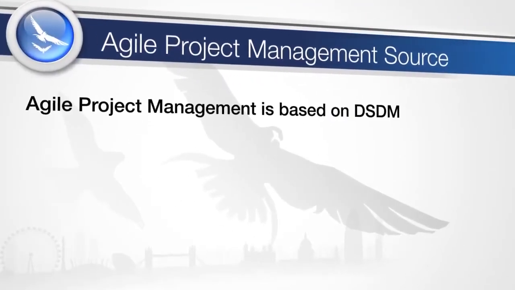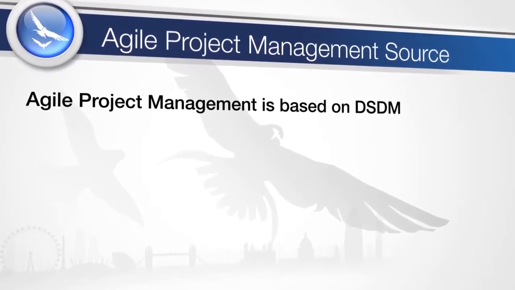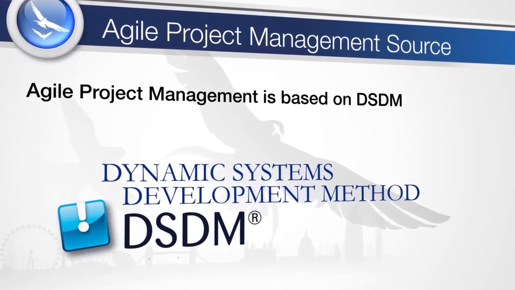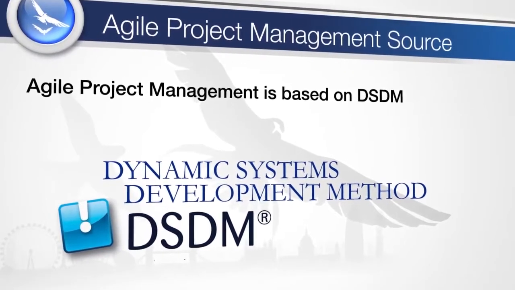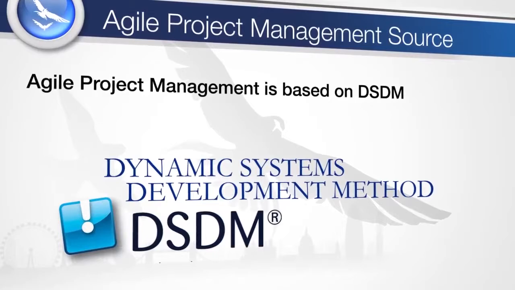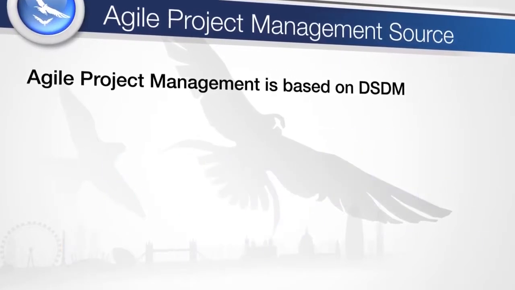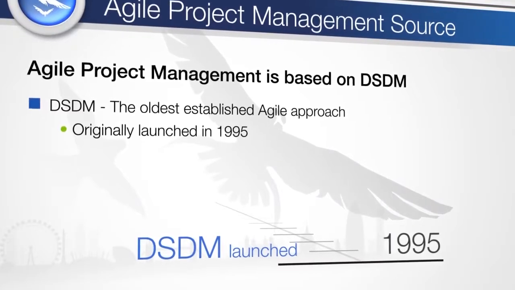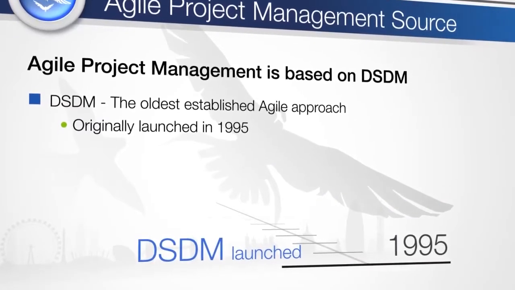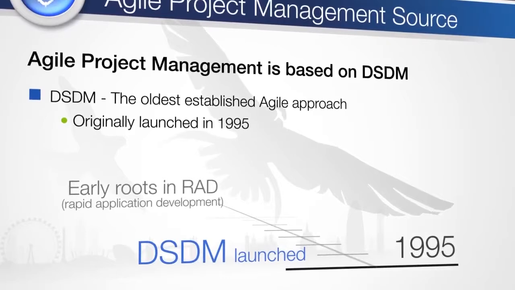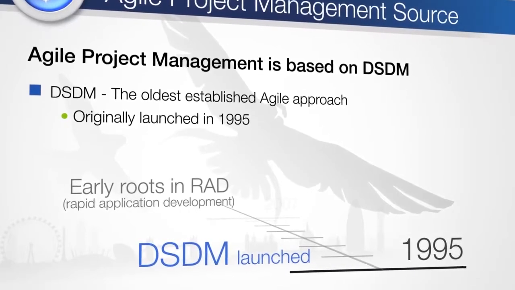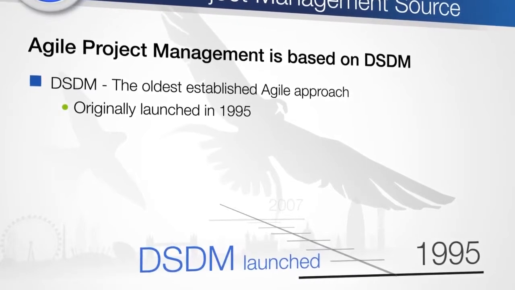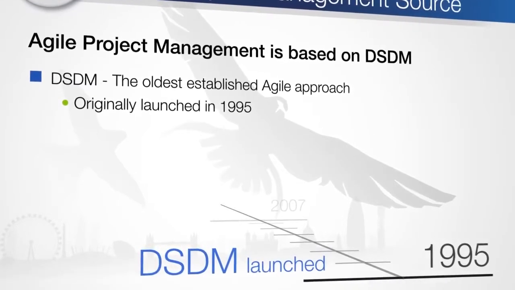Agile project management thinking has been evolving over many years. DSDM stands for Dynamic Systems Development Method. DSDM is a robust Agile project management and delivery framework. It was launched in 1995 as an alternative to large prescriptive project management methods and has its roots in RAD, which stands for Rapid Application Development. DSDM originally sought to provide some discipline to RAD.